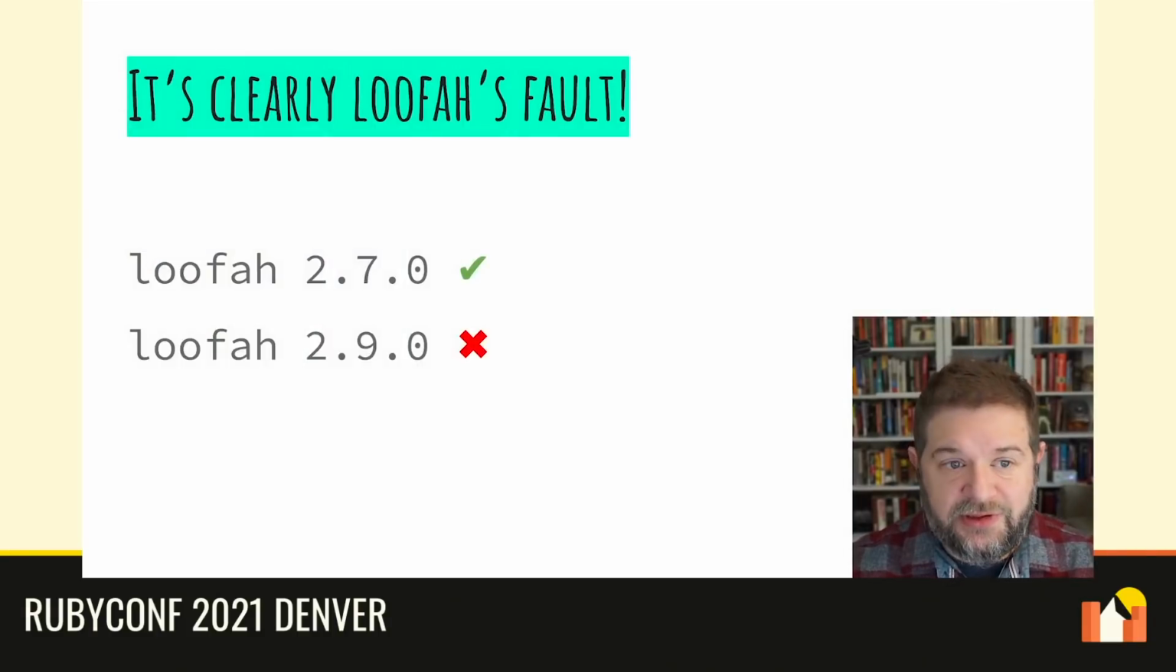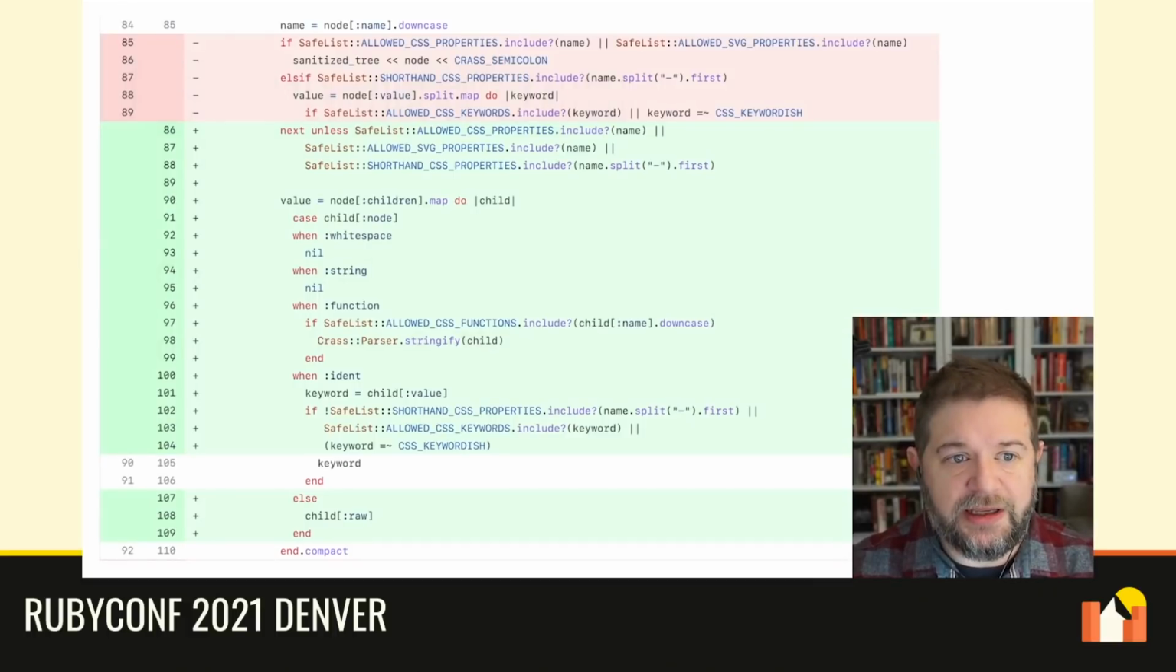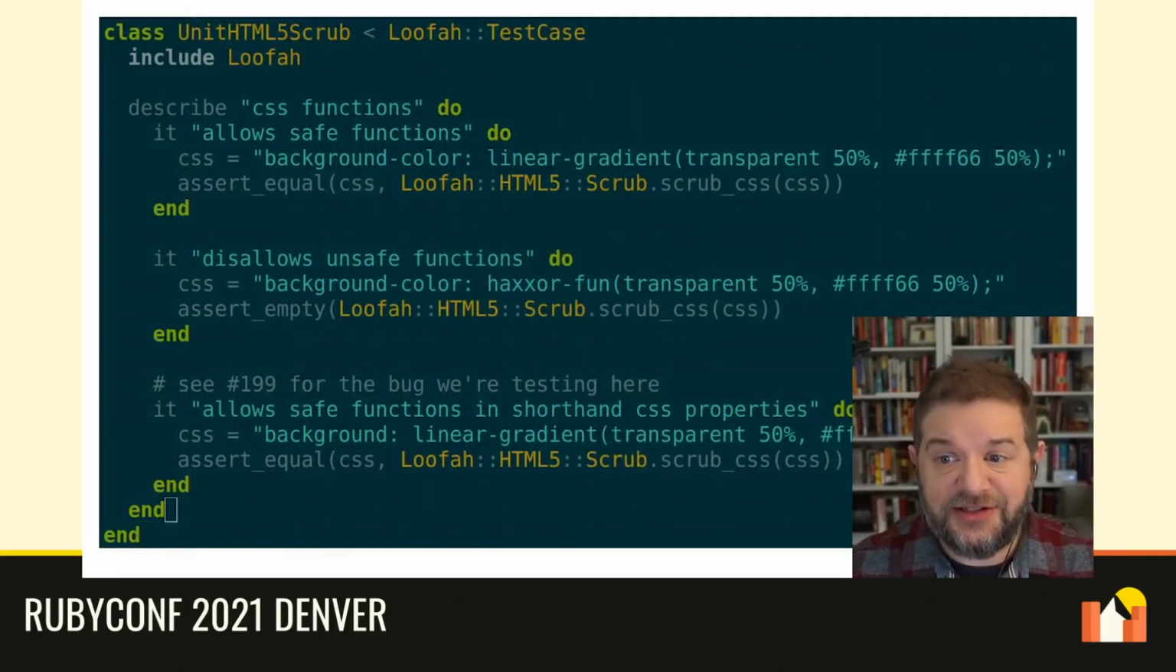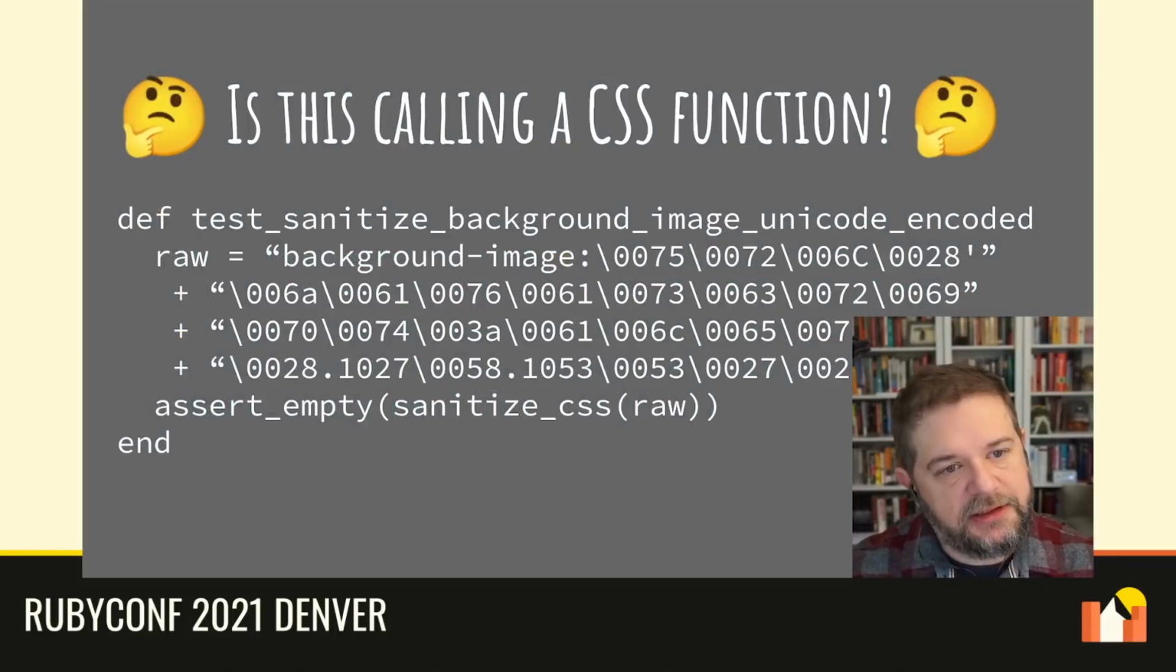Thankfully, we know a little bit about the failure. It passed with Loofah 2.7 and it fails with Loofah 2.9. So I can Git bisect that, no sweat. The actual commit has some tests that tell us it has to do with behavior around CSS functions, letting safe ones go through and blocking unsafe ones. So quick question, is this calling a CSS function? It's kind of hard to tell, right?